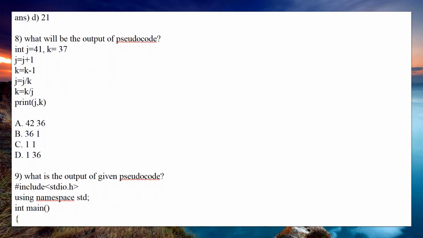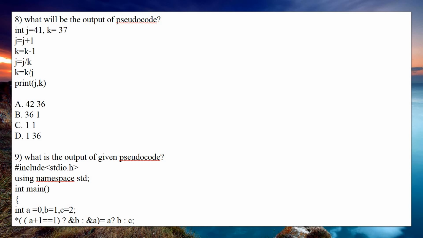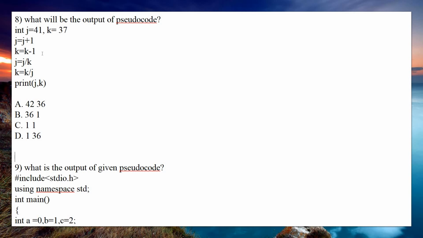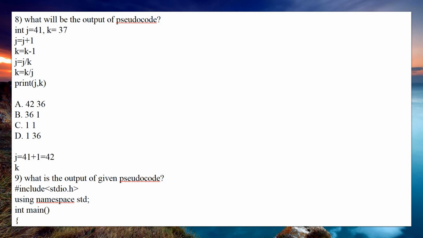So next we shall see the eighth question, the eighth pseudocode based question. So int j is equal to 41 and k is equal to 37. Then j is equal to j plus 1, k is equal to k minus 1, j is equal to j by k, k is equal to k by j. Print j comma k. So initially j is 41, k is 37. So j is equal to j plus 1, so 41 plus 1 will be 42. So the value of j is 42. Next thing is k is equal to k minus 1, so 37 minus 1 will be 36.